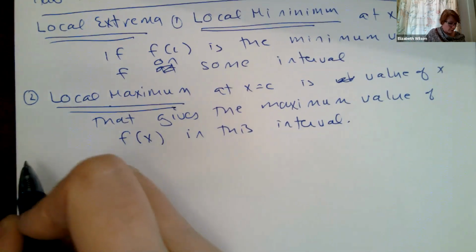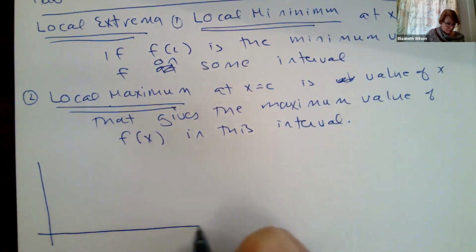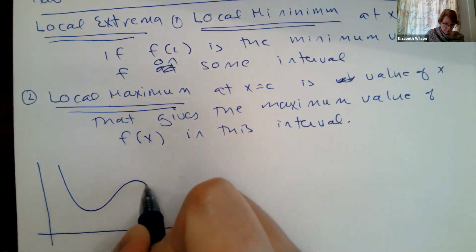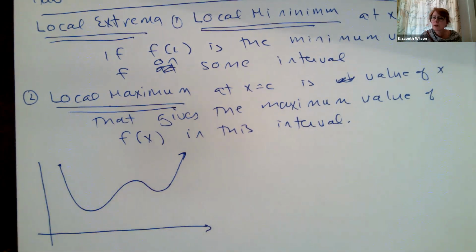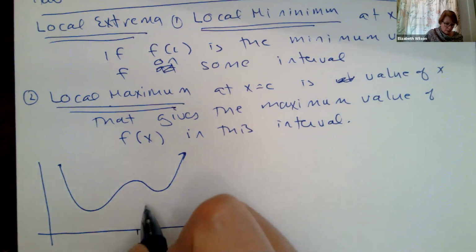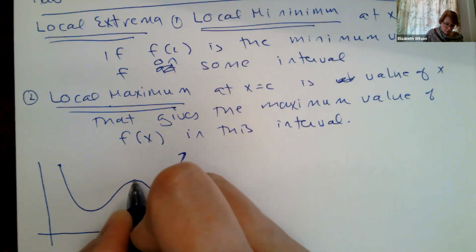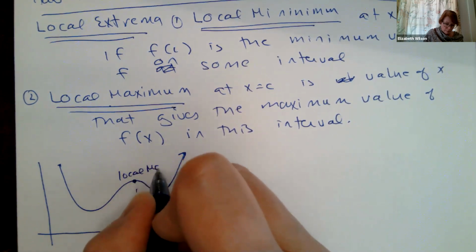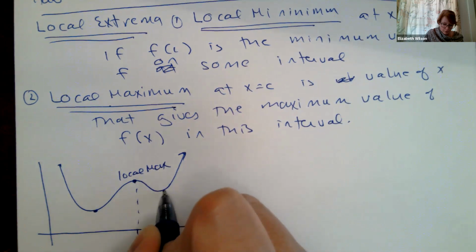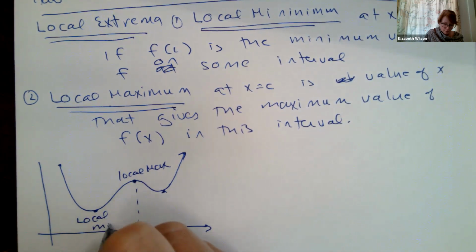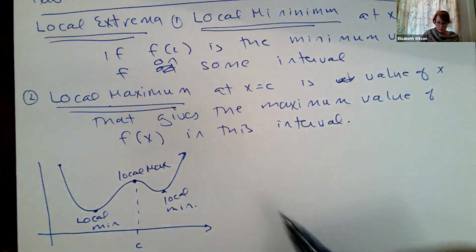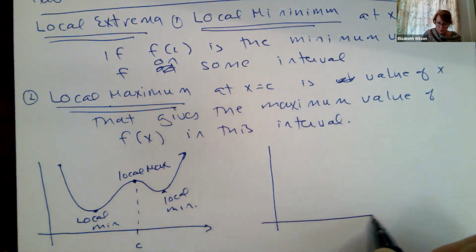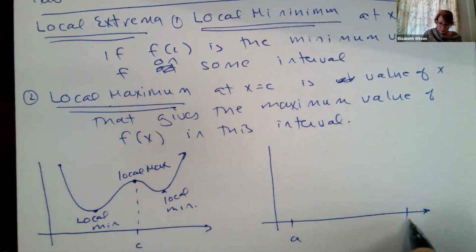So these things are going to look like, my function does something like this. I've got some kind of function. This is my c value. This is my local maximum. These are my local mins. This is on some open interval. Now let's say we had some kind of closed interval, a to b.